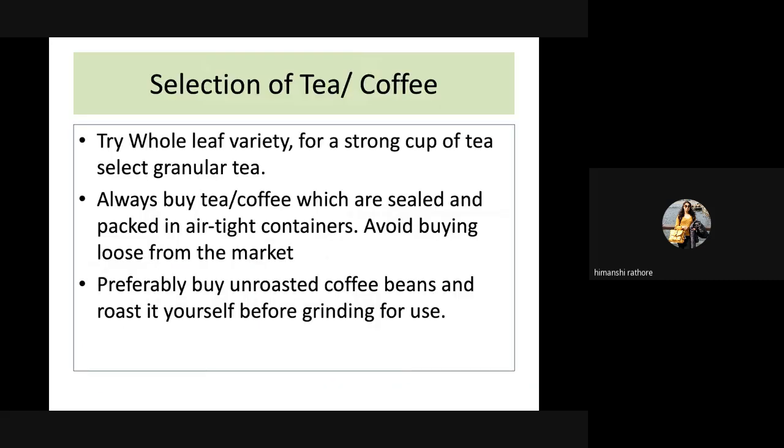So we talked about the selection of tea and coffee, that if you want a strong cup of tea, you should go for a whole leaf variety, and there is a masala tea also available in the market. Then if you're going for coffee beans, try to buy unroasted ones, and roast them at your place and grind them for use. Because if you buy roasted beans, they may catch moisture later on, and that will have a bad impact on your cup of coffee. So these are the things you have to keep in mind.